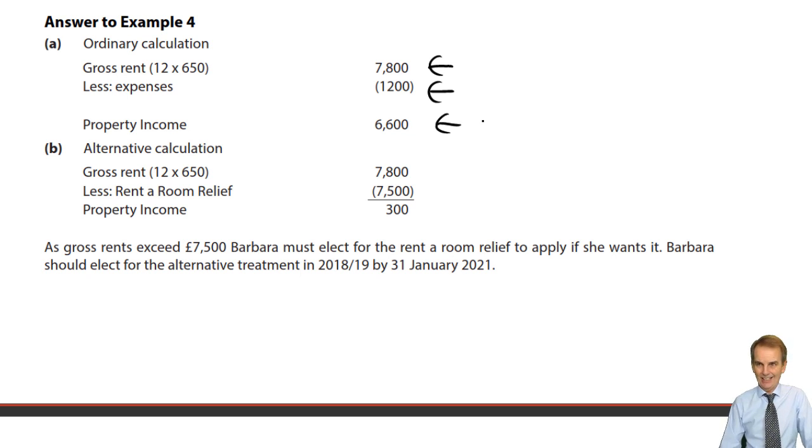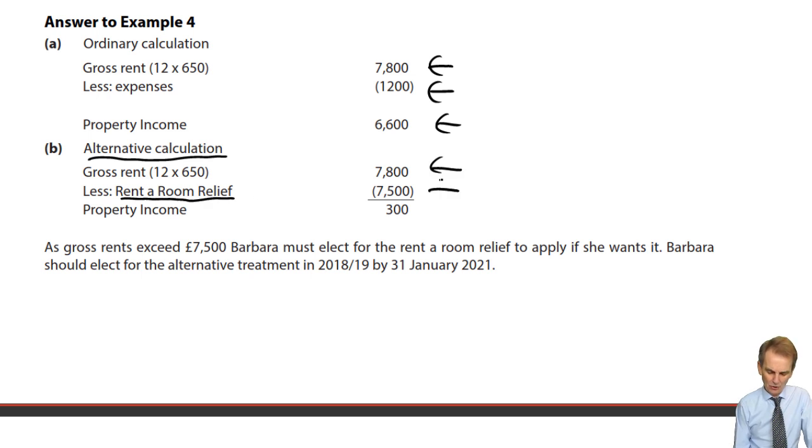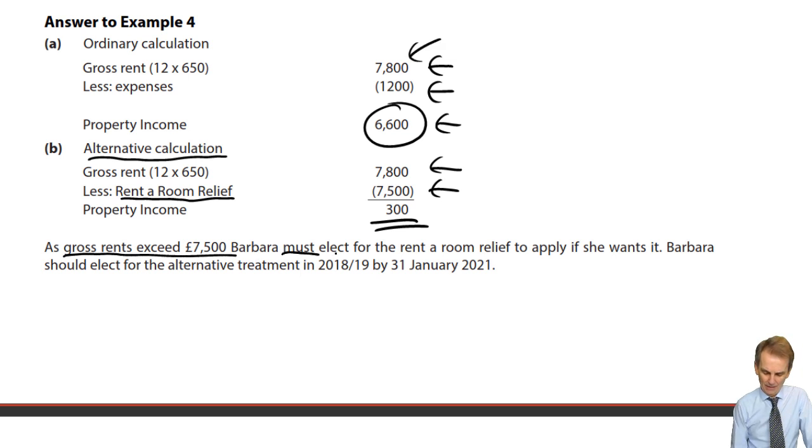But here, and sensibly you will make this election, the alternative calculation using rent-a-room relief, same gross rental, but you simply deduct a standard 7,500, the rent-a-room relief. Clearly that brings you down to a £300 assessment. Well, that's rather better than £6,600. Therefore, as gross rents have exceeded 7.5, there they are. Barbara must elect for the rent-a-room relief to apply if she wants it. She will want this relief and then make it by the relevant due date.